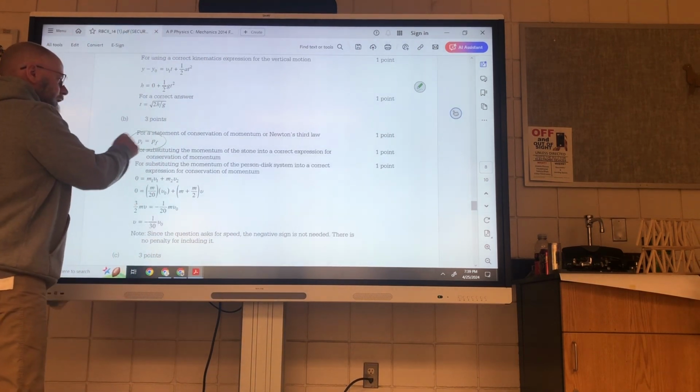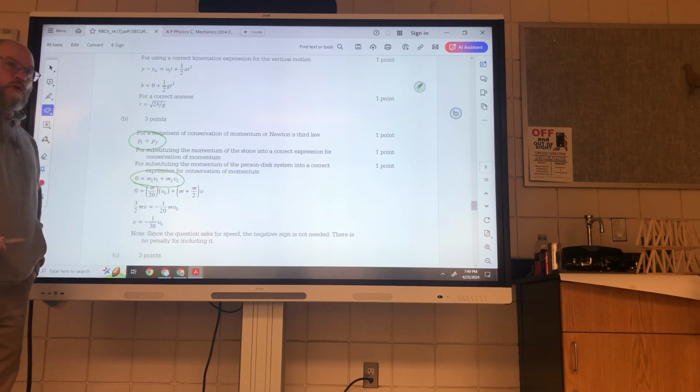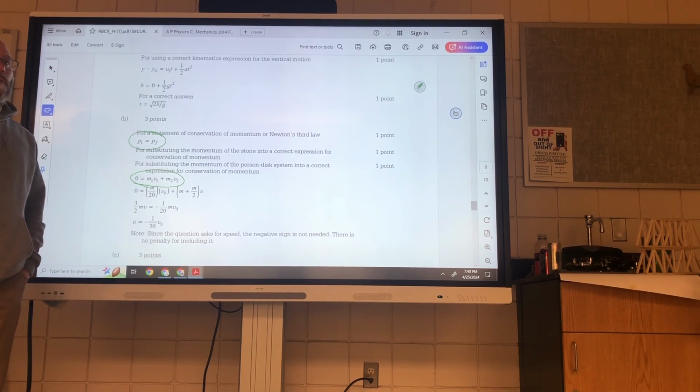You're gonna get this. There's a point. If you can get to here, maybe you can get 2, right? So try to identify what kind of problem you think it is. Is it a kinematics problem? Is it a momentum problem? Is it an energy problem? Is it a rotation problem? And then go from there.